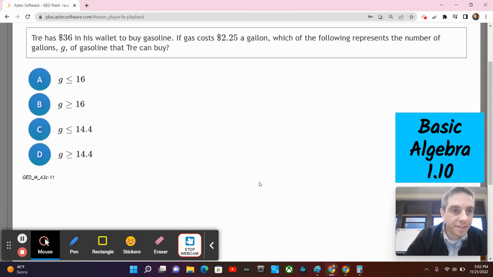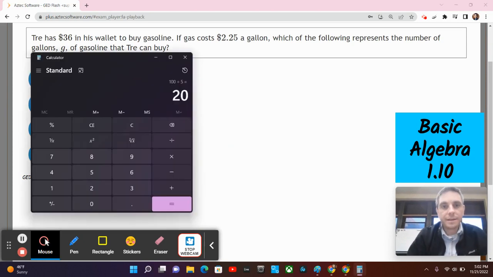Trey has $36 in his wallet to buy gasoline. If gas costs $2.25 a gallon, which of the following represents the number of gallons, G, of gasoline that Trey can buy? If gas is $2.25 a gallon and he has $36 total to work with, we can divide our total 36 by 2.25 a gallon to get 16. So 16 is the maximum number of gallons that he could buy.